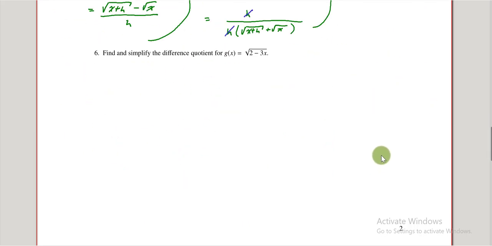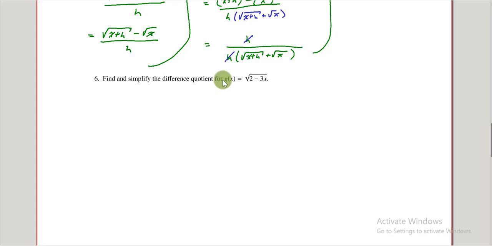We're going to try it again with a slightly more challenging problem in that we've got g of x is equal to the square root of 2 minus 3x. So let's give that a shot here. So again, our difference quotient computes the average rate of change. We'll talk more about this in class, which is equal to the slope of the secant line connecting x to x plus h. Again, we'll talk about more of that in class. But this would be g of x plus h minus g of x all over h.